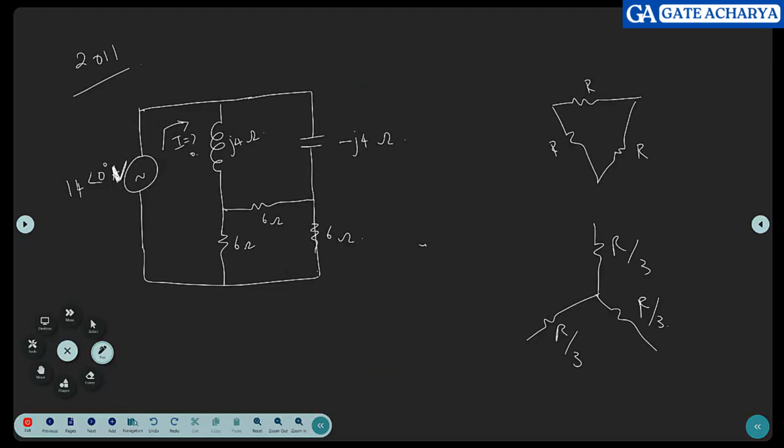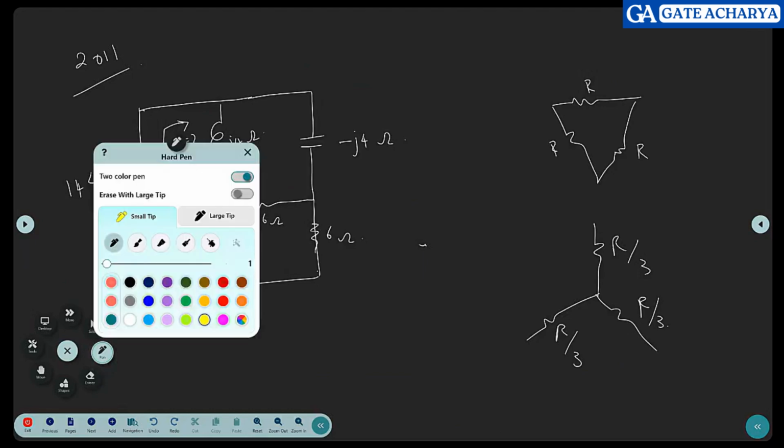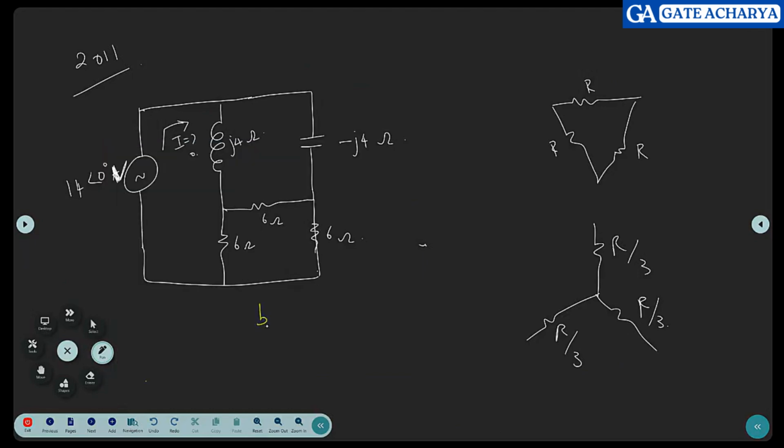So how will this become? 2 amps, correct. So this will become J4 2 ohms, minus J4 2 ohms, and how this will be again 2. So this is the total impedance. So 2 plus J4, 2 minus J4.